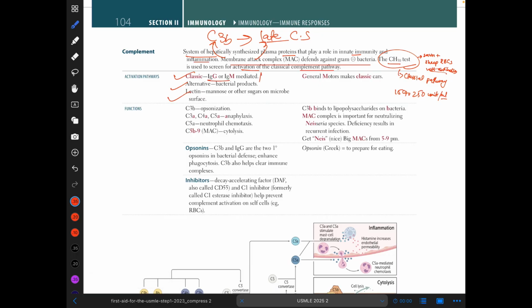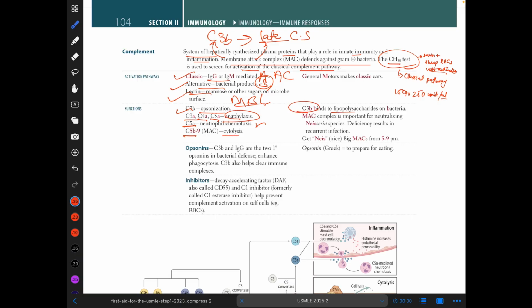Classic, there will be antibody antigen complexes that are going to activate. In alternative, they will activate spontaneously. And lectin, they will bind mannose binding lectin. Mannose are the sugars on the microbe surface. The functions: C3b opsonization, C3a and C4a going for anaphylatoxin connection. C5a also does neutrophil chemotaxis, and C5b9 is for the MAC or cytolysis, the destruction of cells.